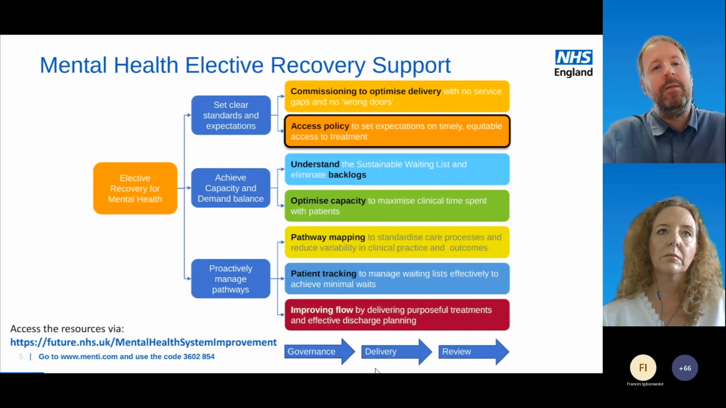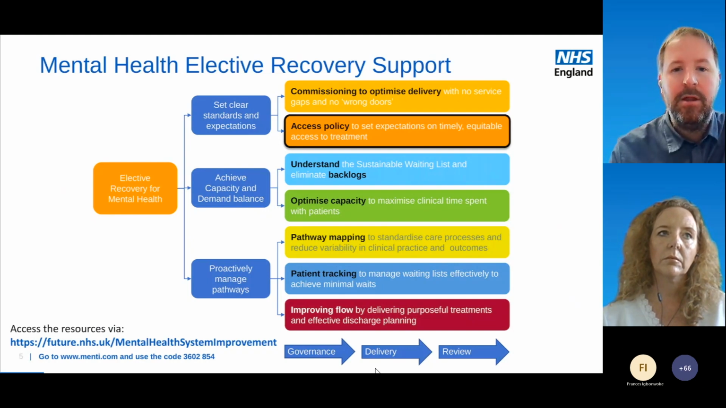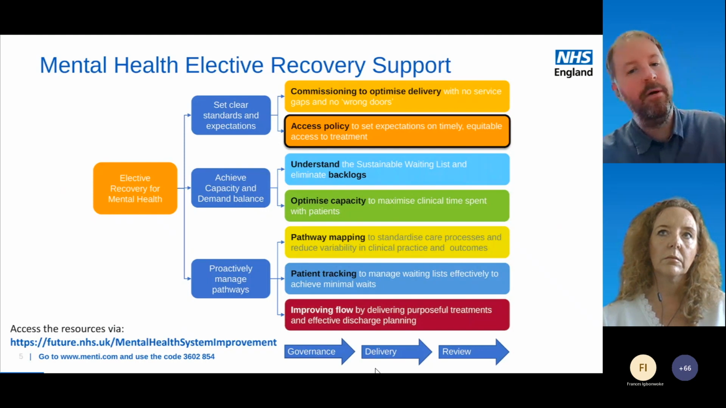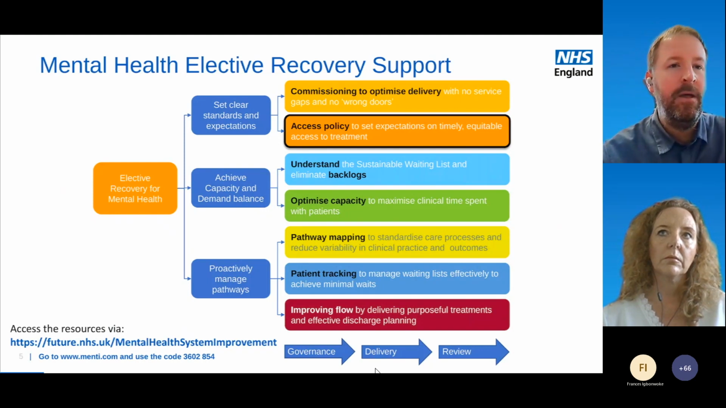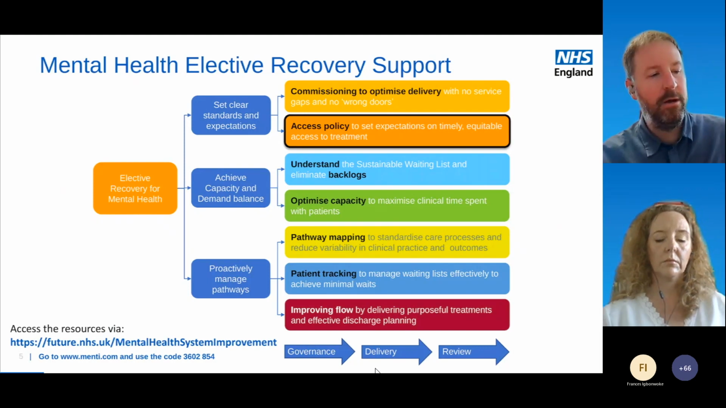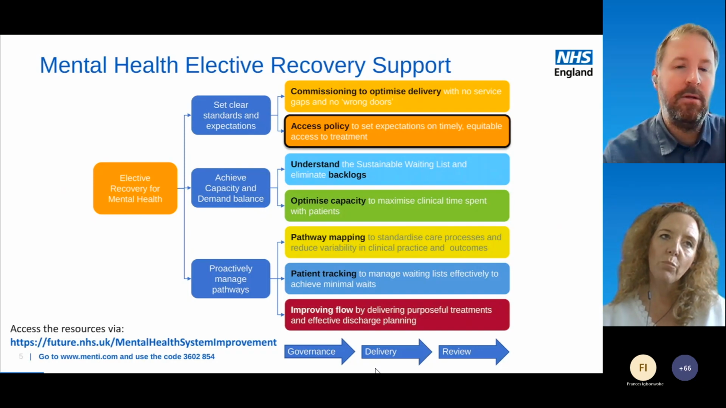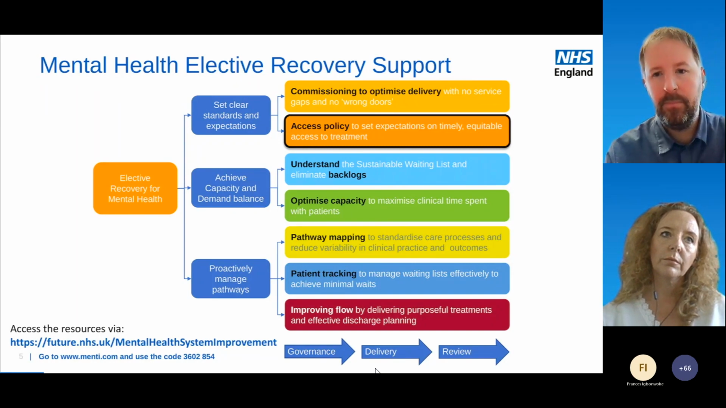As I mentioned, this is the penultimate instalment of the Mental Health Elective Recovery Support Programme. So we've already had modules on waiting lists, on optimising capacity, on pathway mapping, patient tracking and improving flow. This is the module on access policy, and we've got commissioning to optimise delivery coming up in about 3 weeks' time. The details of all the previous webinars, as I said, and their recordings are available on our futures site. And towards the end of this presentation, we'll also give you details of how you can register for the commissioning webinar, which is coming up.